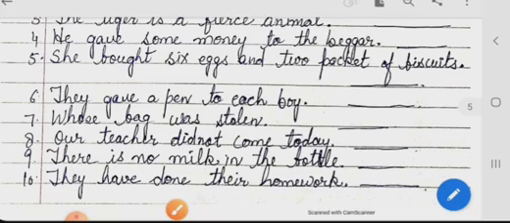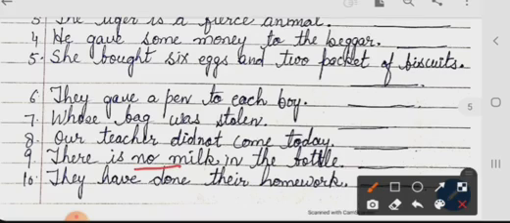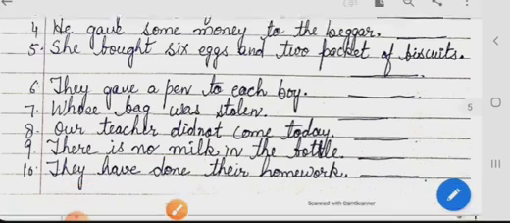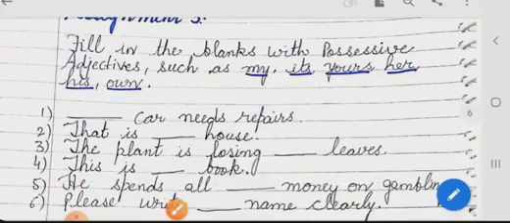There is no milk in the bottle. Students, here this word no is an adjective and it is a quantitative adjective. Next is, they have done their homework. Here students, the word their is an adjective and it is a possessive adjective. Now we are moving further towards our assignment number 3.